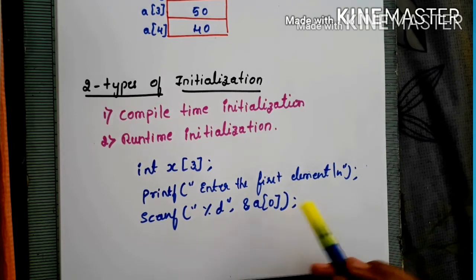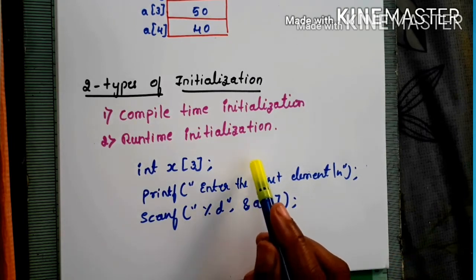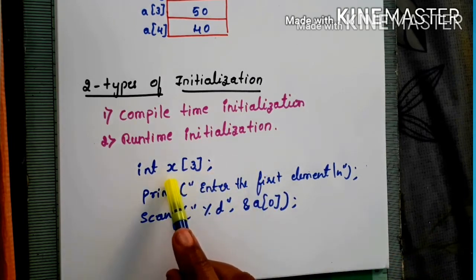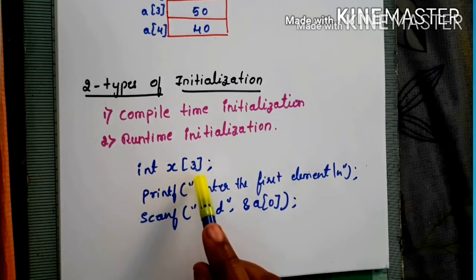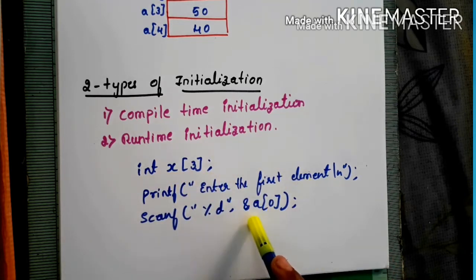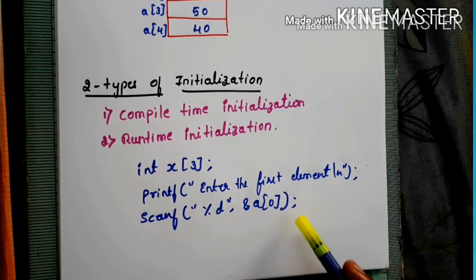In this example, during compile time, only the memory locations are allocated to x. The array elements are not initialized with any values. During the execution of the program, we will enter one value that gets stored in location 0 of the array. This is an example for runtime initialization. That is, the array elements are initialized during the runtime or the execution time of the program.